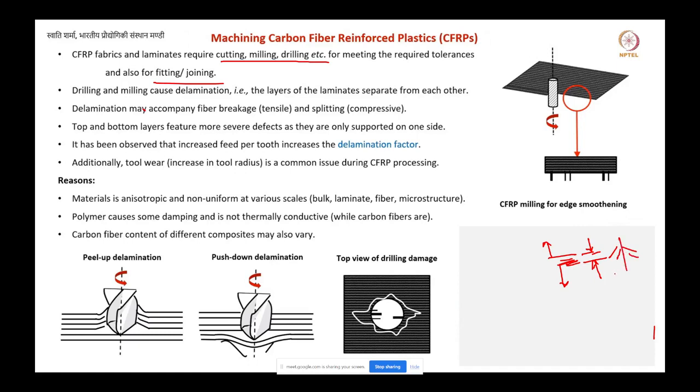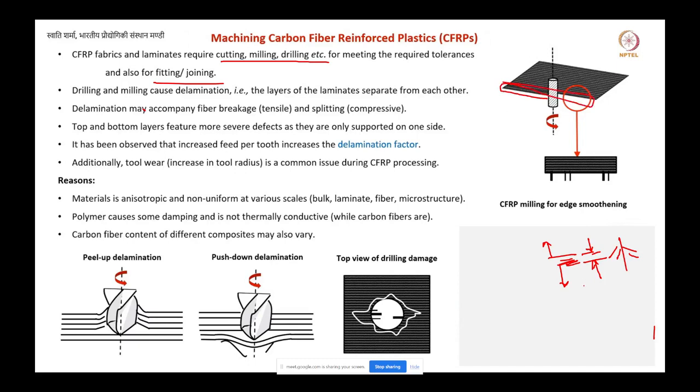Now the top and bottom layers feature more severe defects as they are only supported on one side. It has been observed that an increased feed per tooth increases the delamination factor. Here you can see this is milling for the edges. In this diagram you can see how it is removing the material. This is milling, and it will go like this.